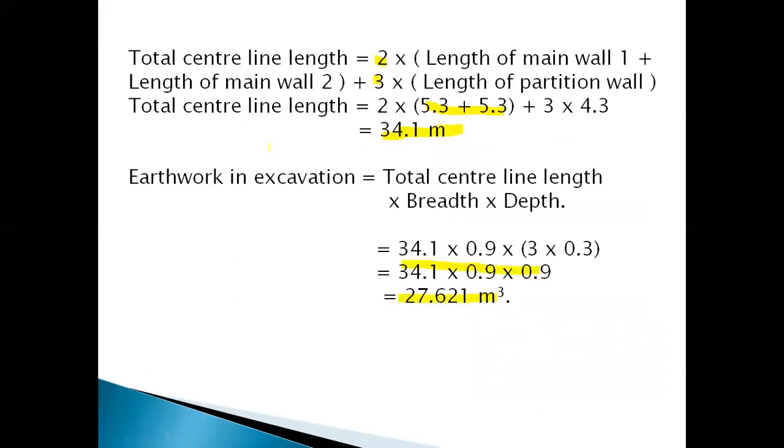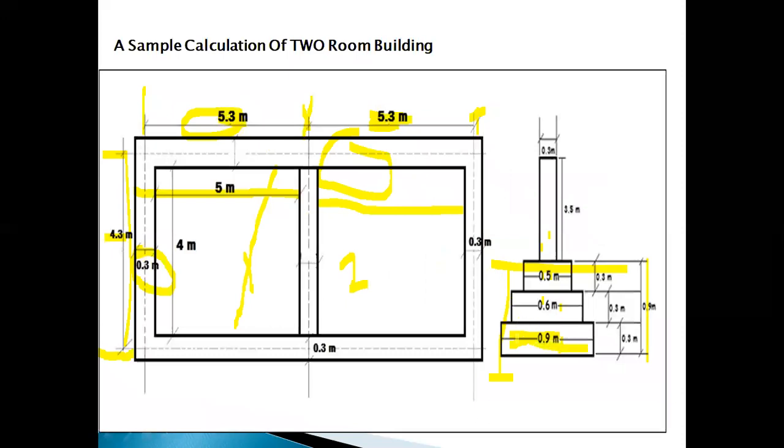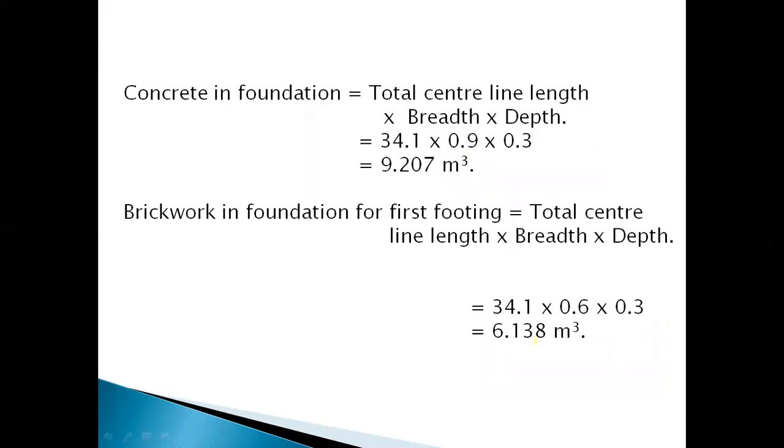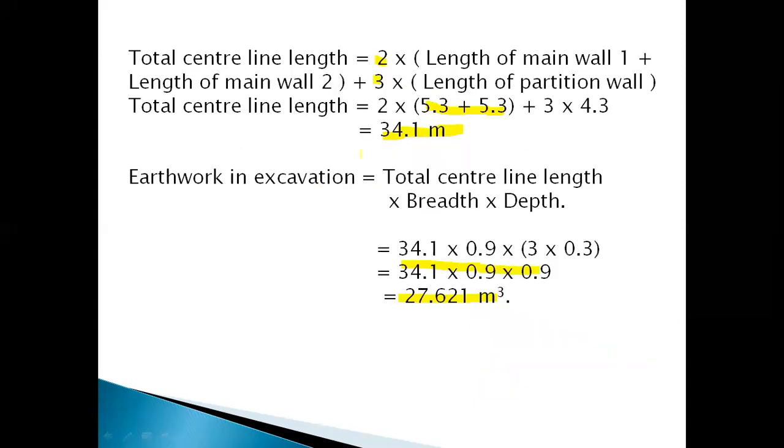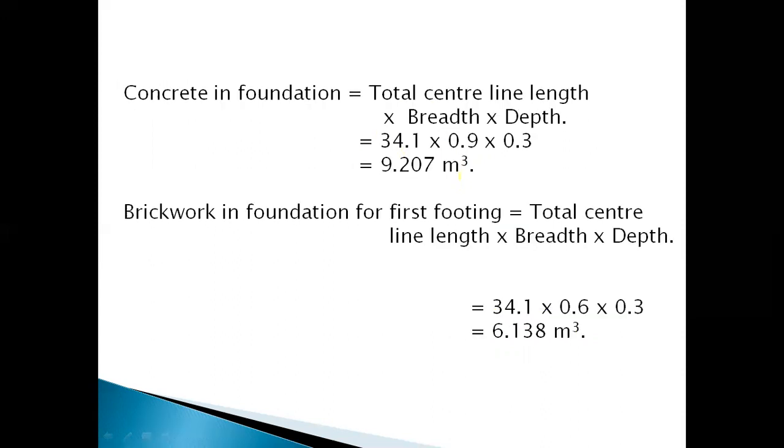Next, concrete in foundation. The first one is the CC bed, concrete in foundation, first portion. This is the concrete foundation. Here breadth is 0.9 and height is 0.3. So concrete in foundation equals total central line length into breadth into depth. Total central line length is 34.1 multiplied with breadth 0.9, height 0.3. That is 34.1 into 0.9 into 0.3, which equals 9.207 cubic meters.